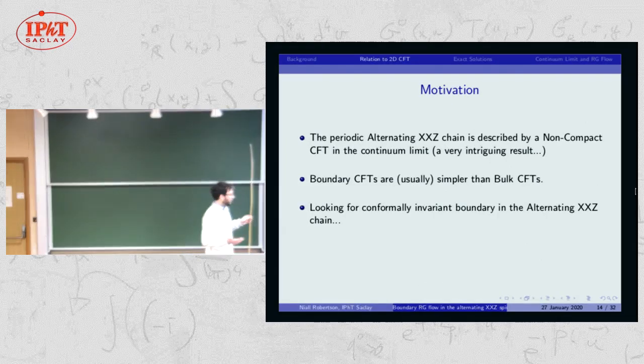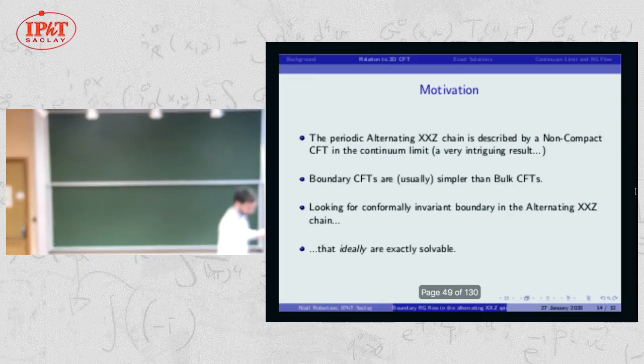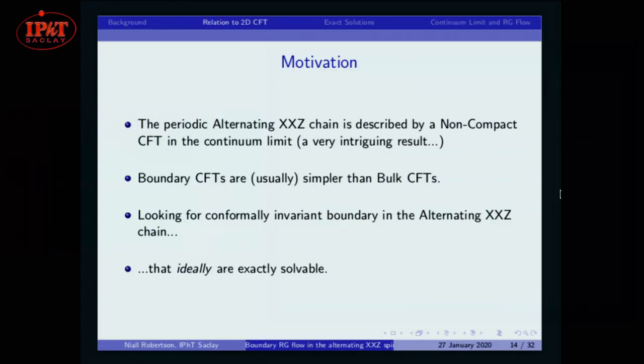So we're looking for conformally invariant boundary conditions in this chain in order to try to get a hold of this non-compactness that we observe. And we ideally want them to be exactly solvable so that we can study these very high sizes that we need.